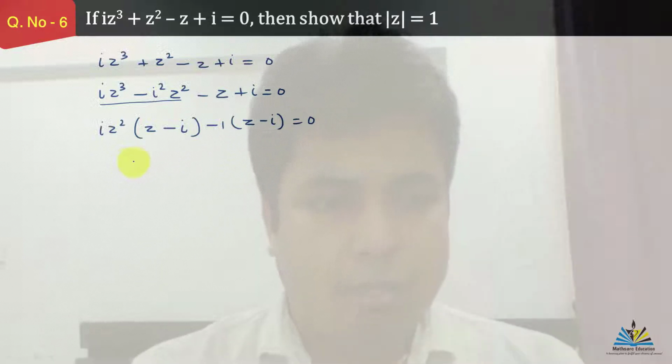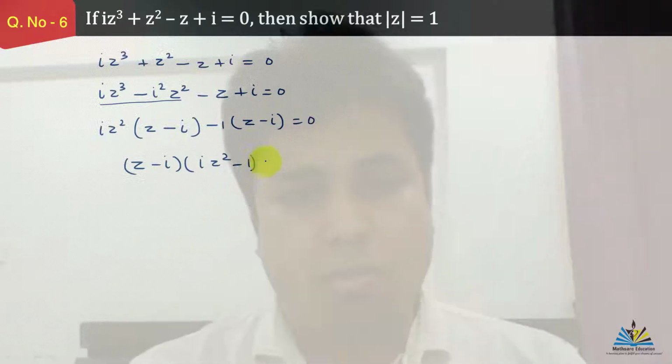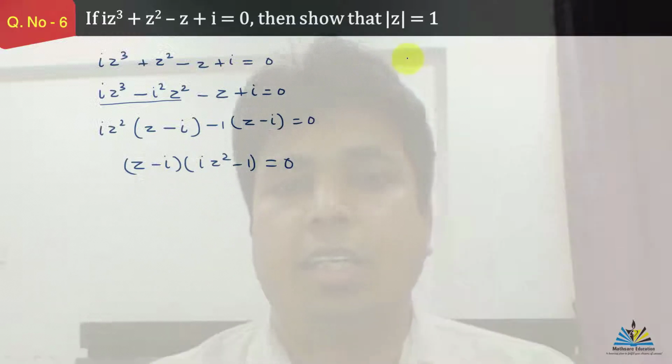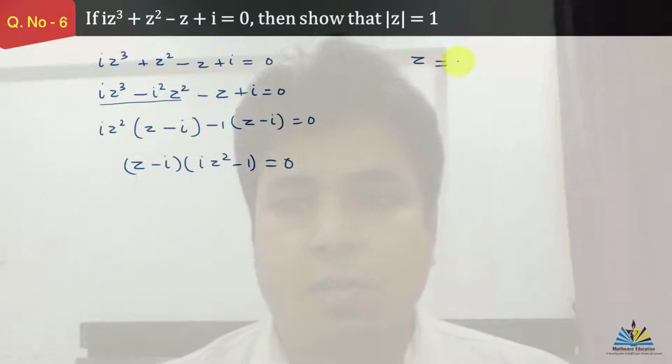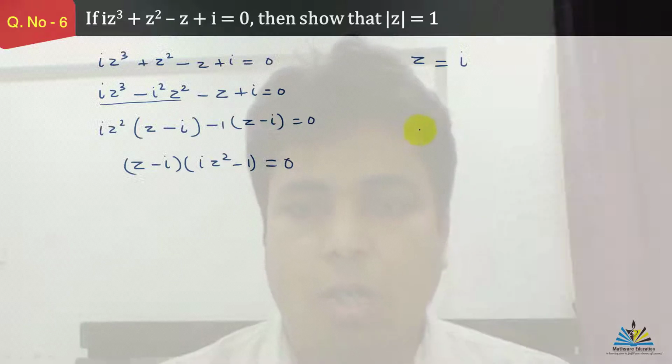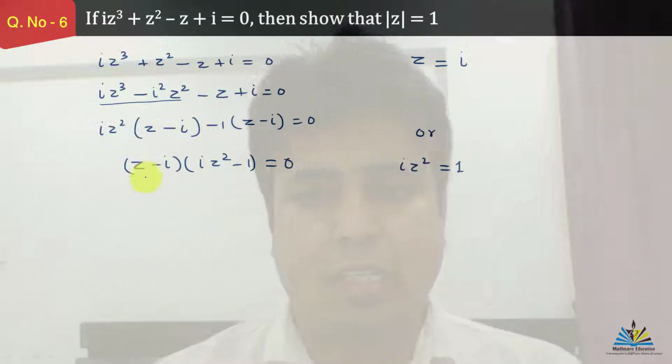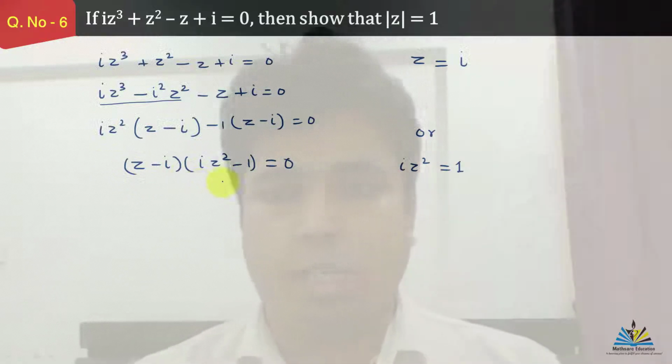So z minus iota becomes a factor of this, and iota z square minus 1 is also another factor of this equation. So what we are getting here is z is equal to i, or iota z square is equal to 1. So these are the two possibilities in this equation.